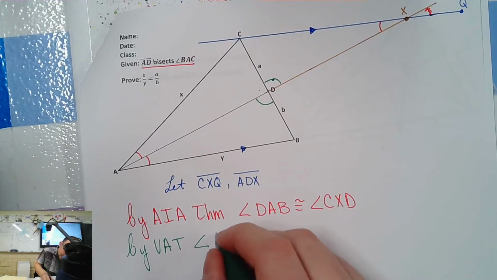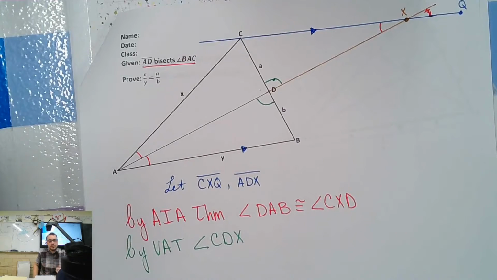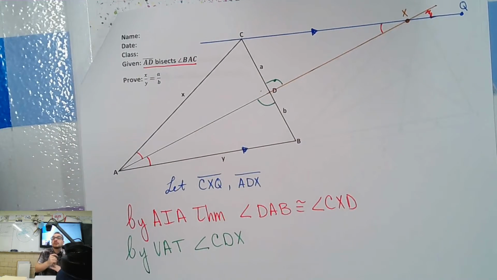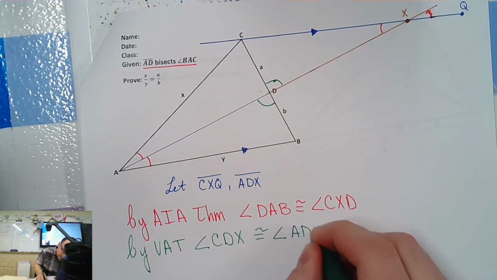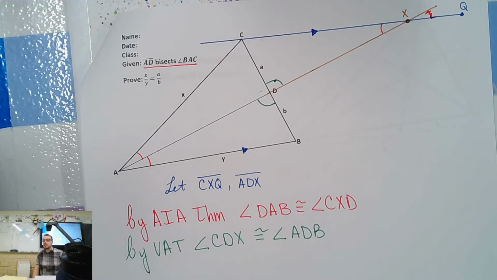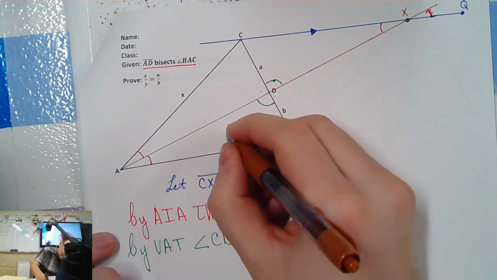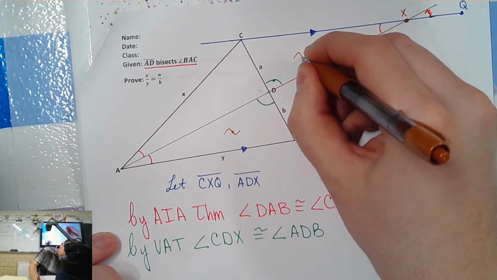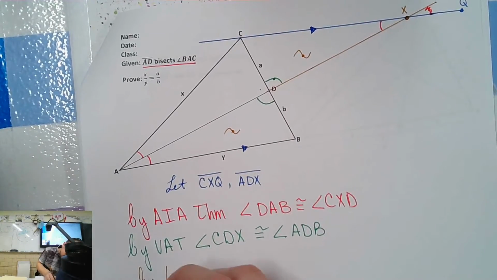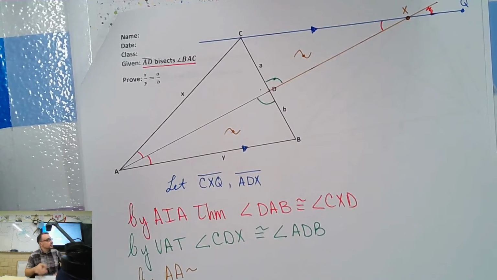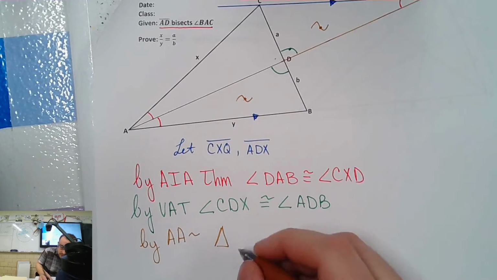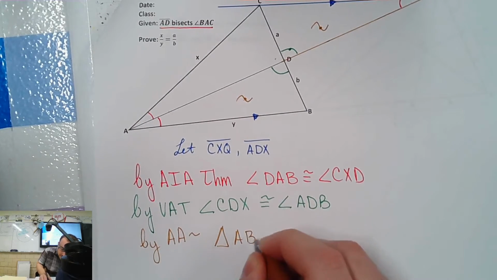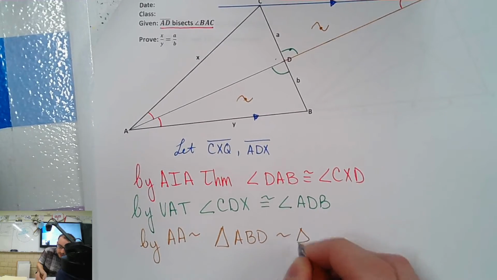Angle CDX and angle ADB. Remember, we use capital letters for our angles and everything, and little letters for segment lengths. Little letters are variables. All right. So now by AA, we have two triangles that are similar. This triangle and this triangle, right? So by angle-angle similarity, triangle ABD. You guys never tell me when you can't see stuff. That's why I always have to check.